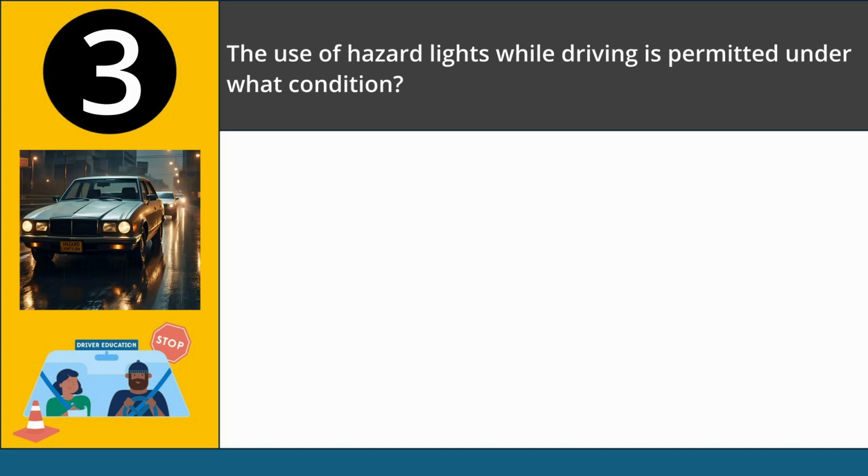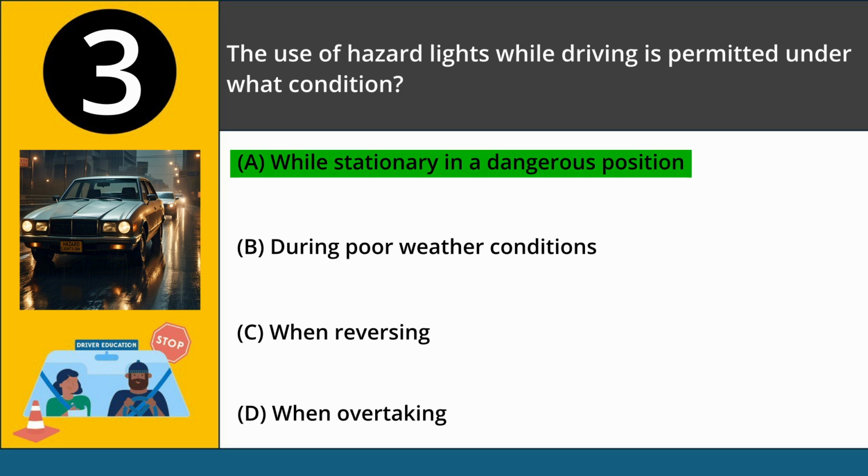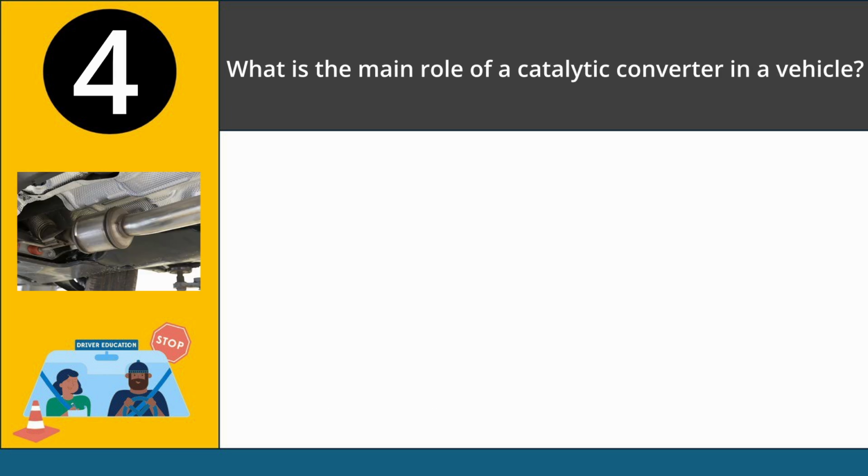The use of hazard lights while driving is permitted under what condition? A. While stationary in a dangerous position. B. During poor weather conditions. C. When reversing. D. When overtaking. Answer: A. Hazard lights should only be used to warn other drivers that the vehicle is stopped in a hazardous location.